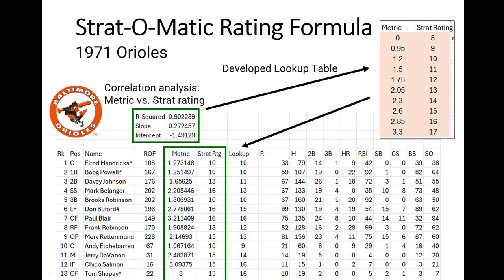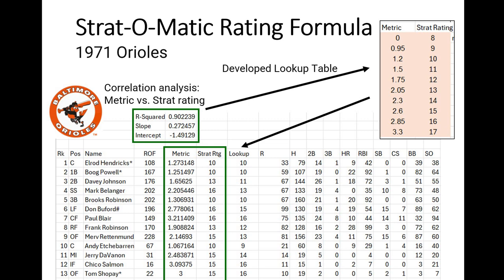And what I did, though, most of my spreadsheets, I have a lookup table rather than just a direct formula. And so I created a lookup table, as you see in the upper right here. And these are cutoffs for when you get to the next rating. So if the metric hits 0.95 or 0.96 or whatever, he's going to have a rating of 9. And then it goes all the way up to the rating of 17.